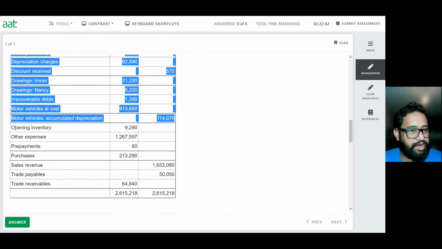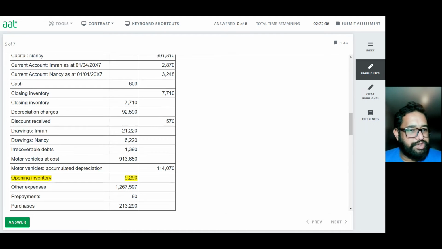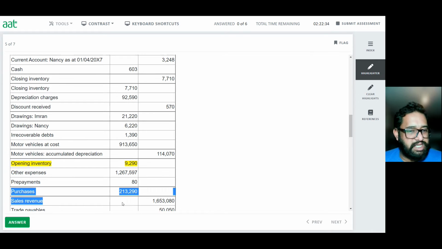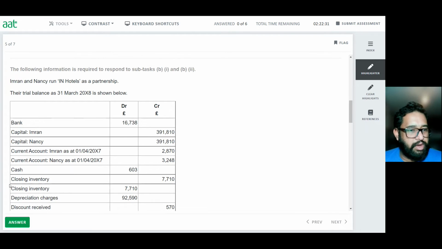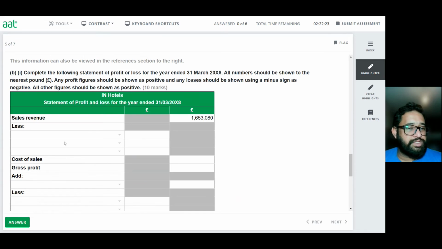Yeah, that is opening inventory. We should have some purchases. Yeah, purchases are here as well. We got that one. And then good old closing inventory, which goes on the credit side here, because this one will go on the cost of sales side of it. Okay, so we will have that information now.